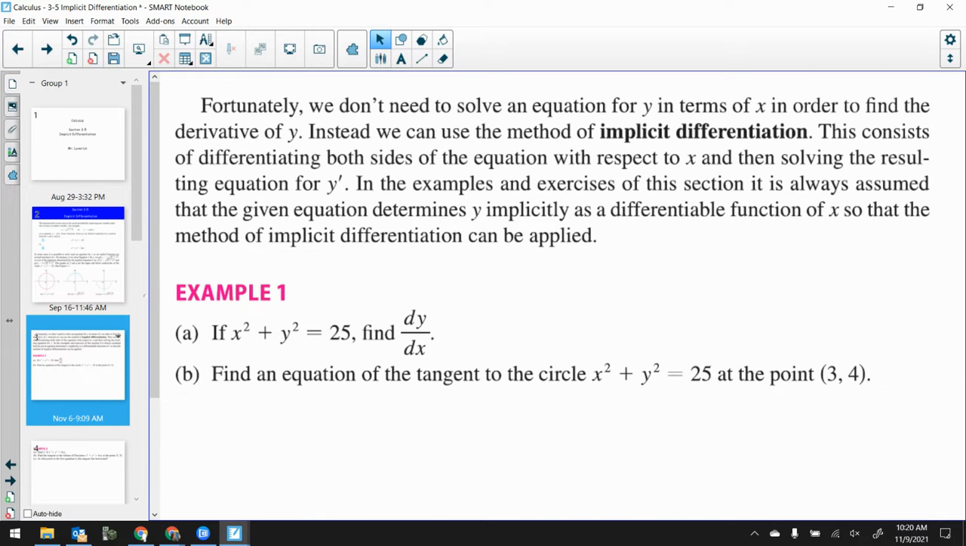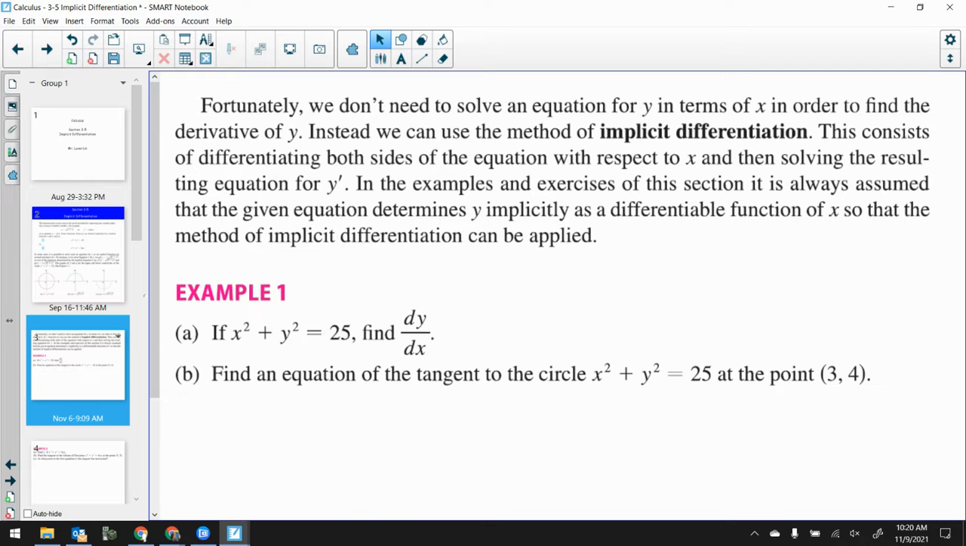So when we have to find the derivative, or when we have to differentiate, we have to use this technique called implicit differentiation. We can use implicit differentiation here. It consists of differentiating both sides of the equation with respect to x, and then solving the resulting equation with respect to y prime.